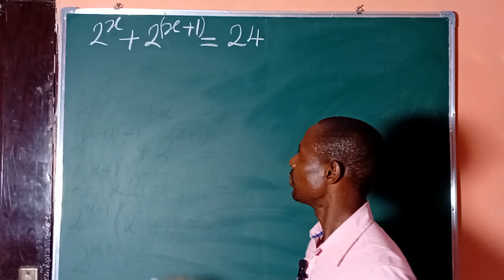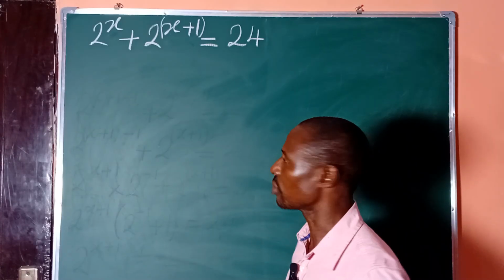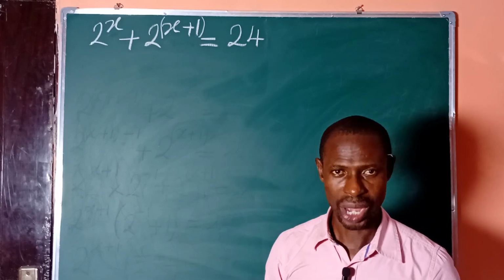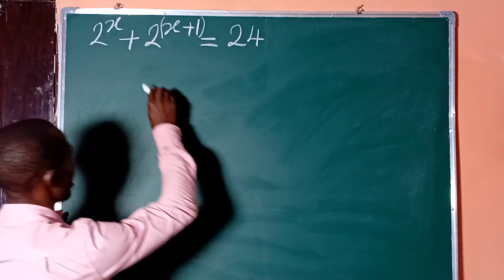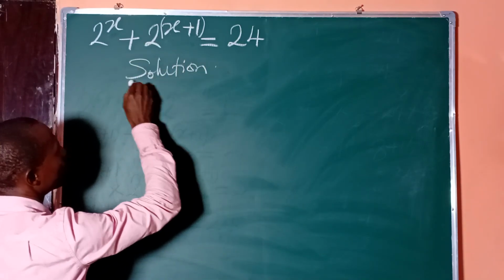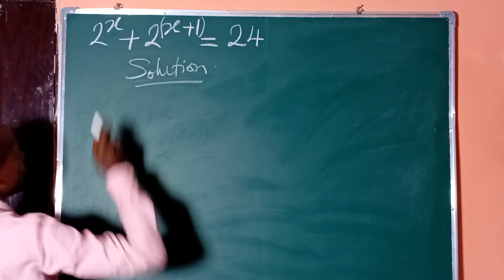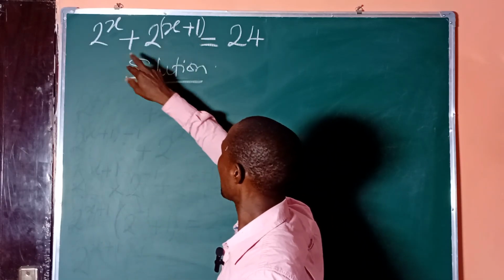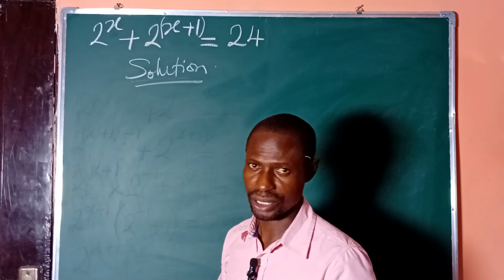Now we have 2 to the x plus 2 to the (x plus 1) all equal to 24. So how do we solve for the value of x here? All right, so we take our solution. From here, in that live video, I tried to achieve this exponent from here. That is the approach I used in solving it.